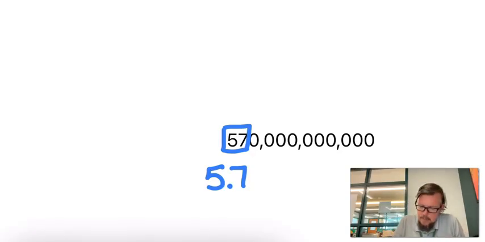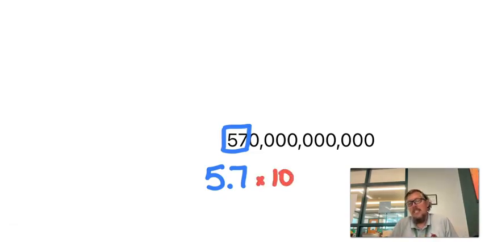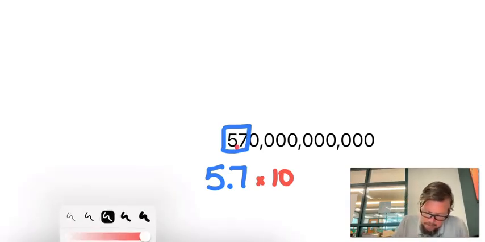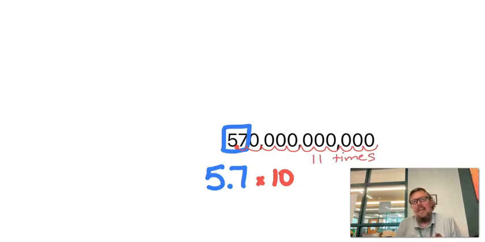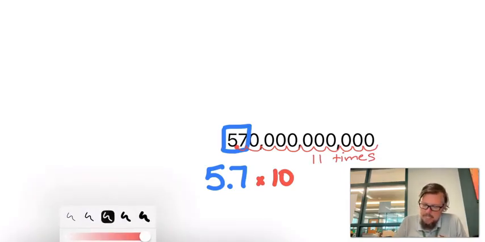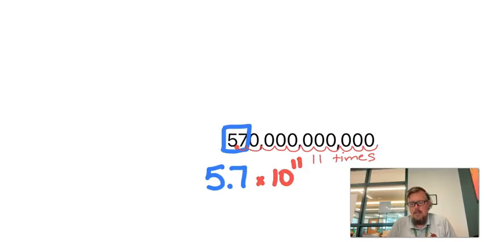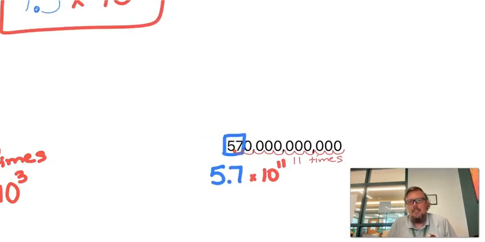And then we're going to multiply by 10 raised to some power, and we're going to have to move the decimal a lot of times to get to the end of 570 billion. So if the decimal were right here, let me make my pen a little narrower here. We move 1, 2, 3, 4, 5, 6, 7, 8, 9, 10, 11 times is how many times we have to move that decimal point to get to the end of that number, 570 billion. So this is going to be 5.7 times 10 to the 11th power, and that's that number in scientific notation.